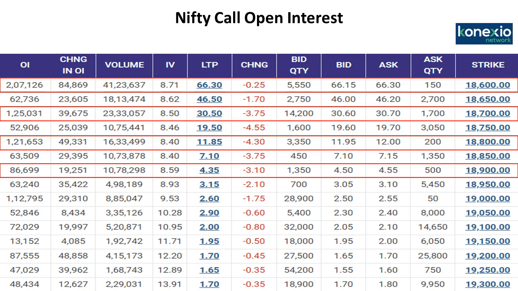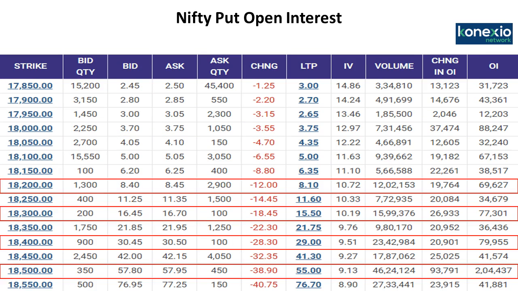Now let us check out the Nifty put data. In Nifty puts, you will see the action was seen in 18,500 puts, then 18,400 puts, 18,300 and 18,200 puts. Now here you can see there was rise in the open interest, rise in the volumes, implied volatility is between 9.13 and 10.71. Here there was a drop in the option premium.